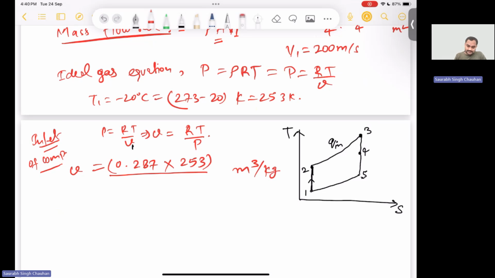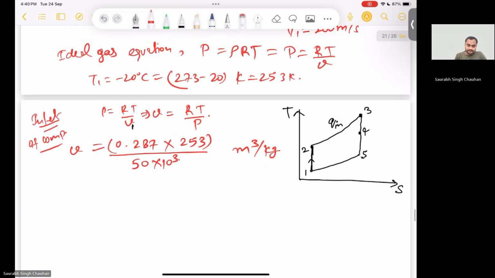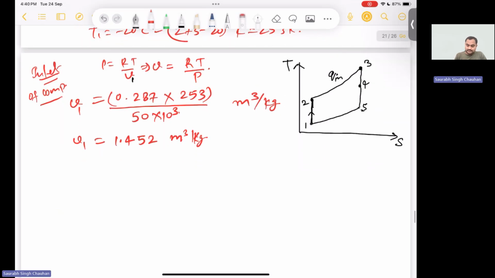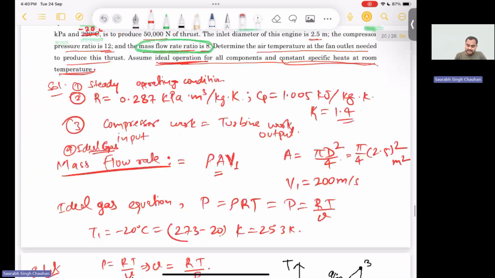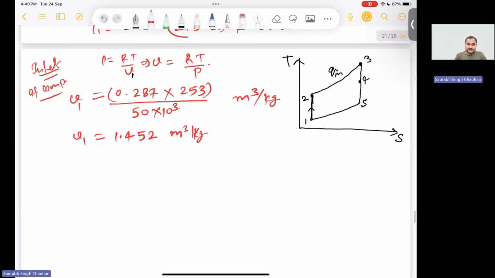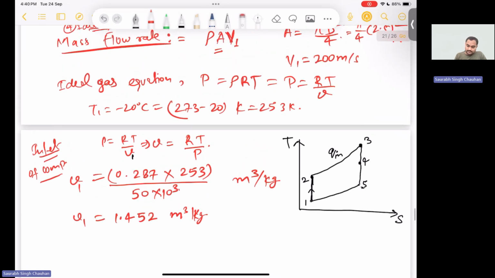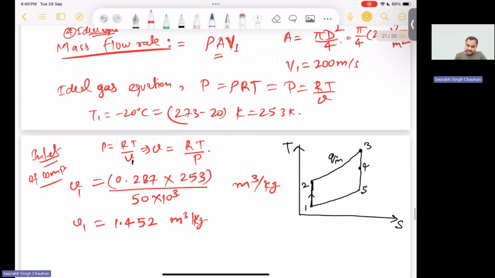And pressure was how much? 50 kilopascal. So if you calculate this value, you will find this value comes out to be 1.452 meter cube per kg. Just please check this calculation. If there is any mistake, just let me know. So now you have density or specific volume, so now you can calculate the mass flow rate.